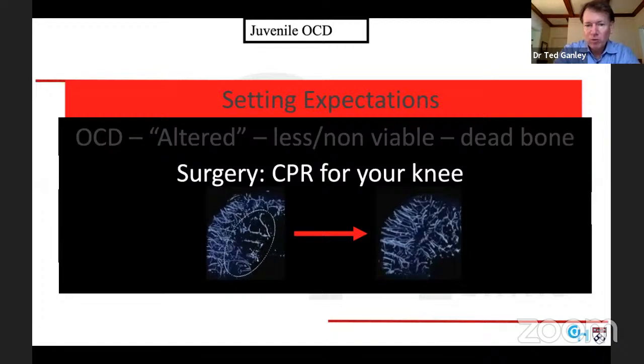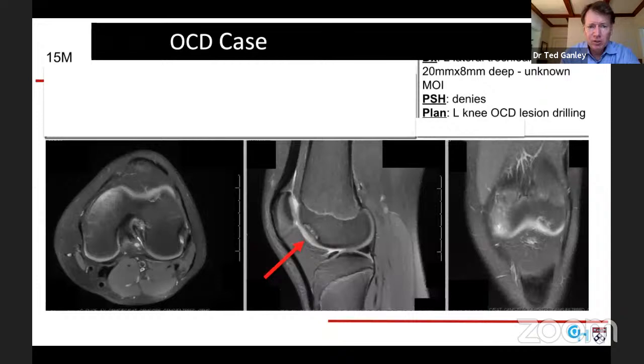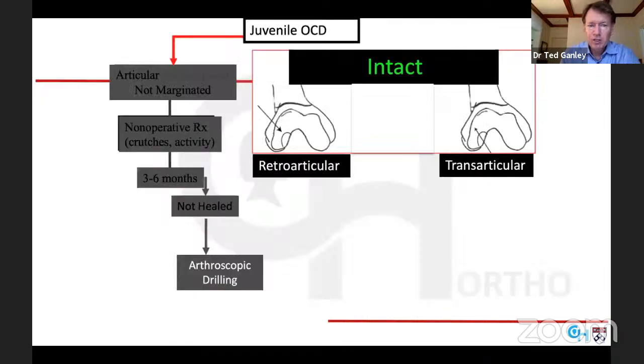Sometimes it needs more than one surgical procedure, and there are very varying ways to stimulate that bone. We'll show an OCD case here of open growth plates, intact OCD lesion. Of those that are not marginated, we'll treat them with non-operative measures. Hopefully they're healed, but if they're not healed, we will then proceed to drilling, and it can be transarticular or retroarticular. Again, this is patients with wide open growth plates.